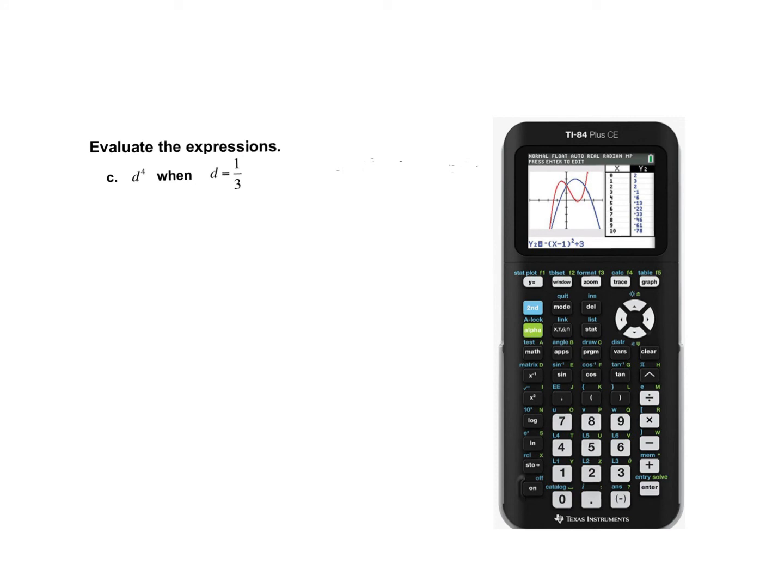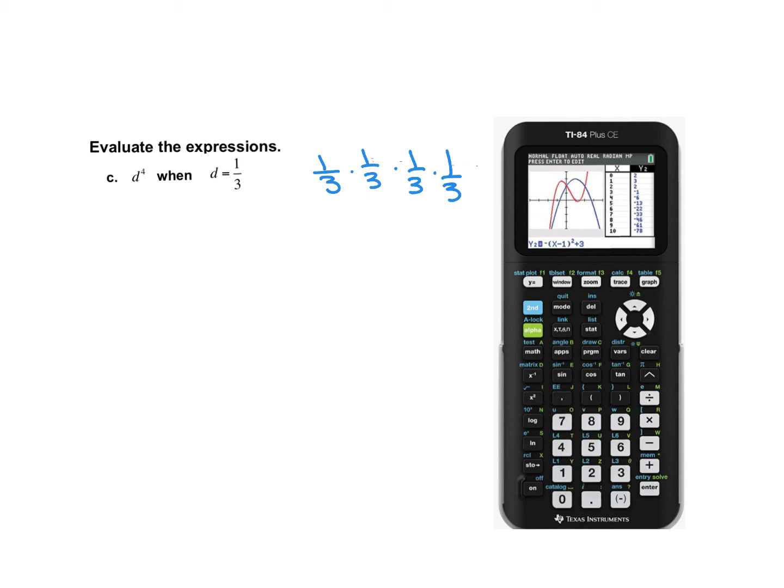So we have d to the 4th when d is equal to 1/3. Remember, what that looks like is 1/3 times 1/3 times 1/3 times 1/3. Now using our calculators, if I just put in a 1/3 and then do to the power of 4, or the caret button to the 4th, more than likely it's just going to take that 3 that you just entered in, and it's going to do the exponent to that.